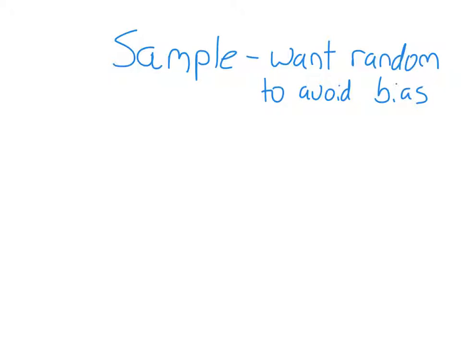Now, when we have a sample, we want to try as much as possible to have a random sample, and we want to do that to avoid bias. When we're picking a sample, the most important thing is we want it to be representative of the population. If I wanted to find information as to how many hours per week people in Australia exercise, I don't want to ask a certain group of people that is going to skew my results.